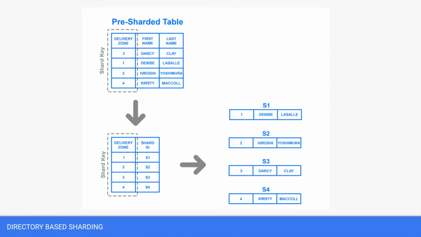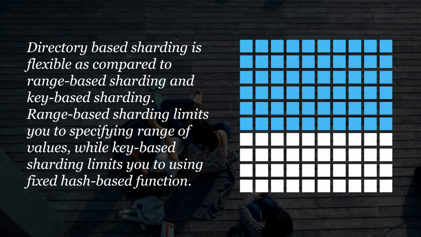Sharding based on directory is flexible when compared to range-based or key-based, because range-based limits the range values and key-based limits you to fixed hash functions. With directory-based sharding, we have a lookup table. If you have to move some data from one shard to another, it's just the lookup table that needs to be updated. But the lookup table becomes a bottleneck in such cases. Because the lookup table is more like a key-value pair, you can also build caching strategies over it to mitigate this.